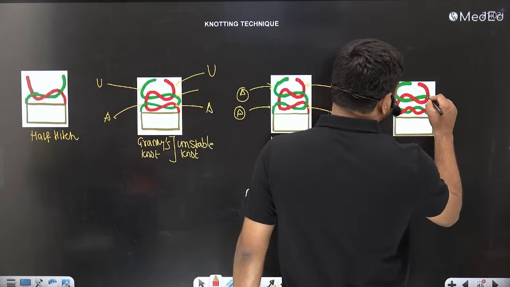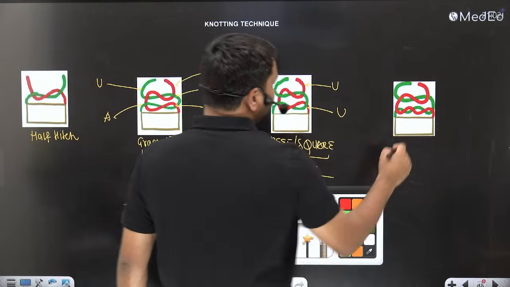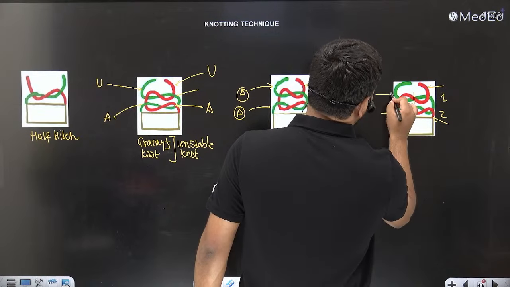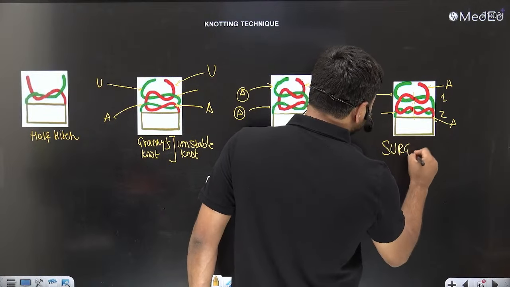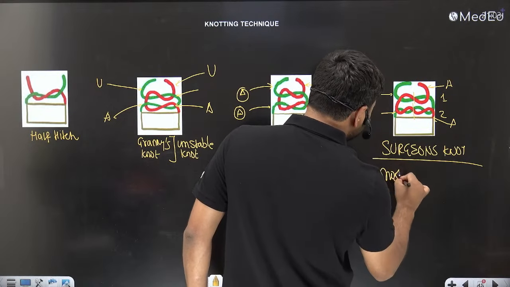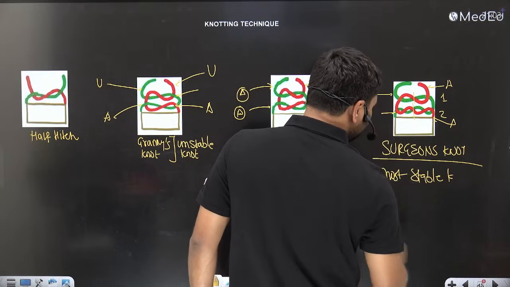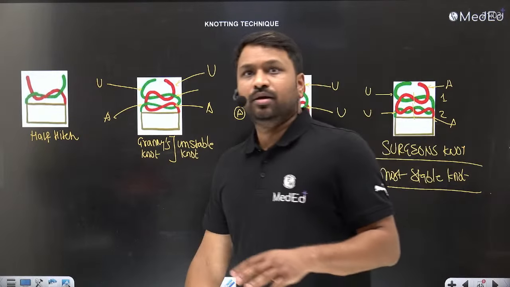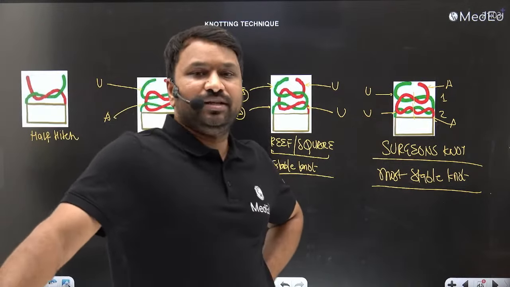On the other hand, when you see this particular one, you have two loops here and one loop on top, and again both of them are above or both of them are under. So this is above, this is under. That indicates this is your surgeon's knot, and the surgeon's knot is the most stable knot. Clear? Right.